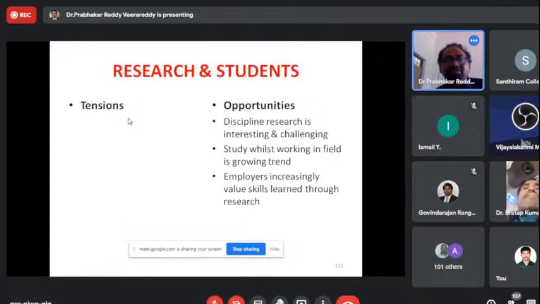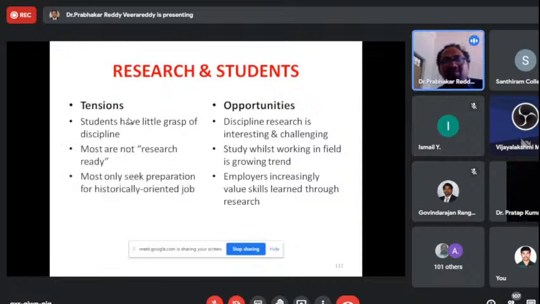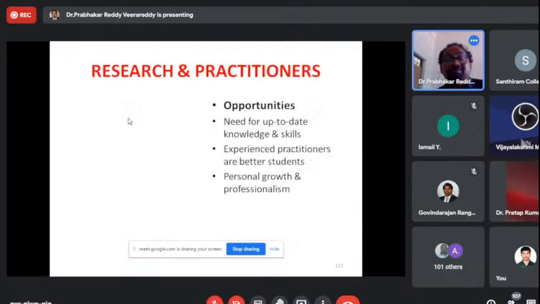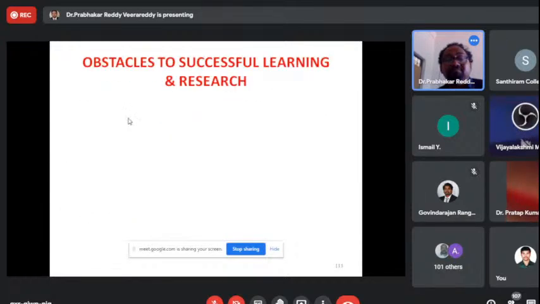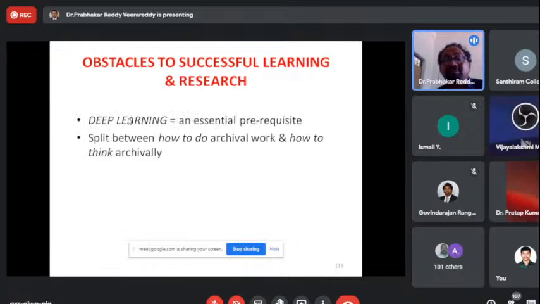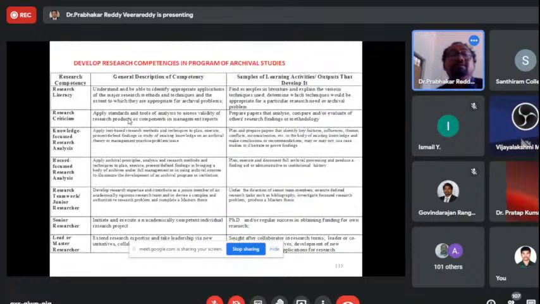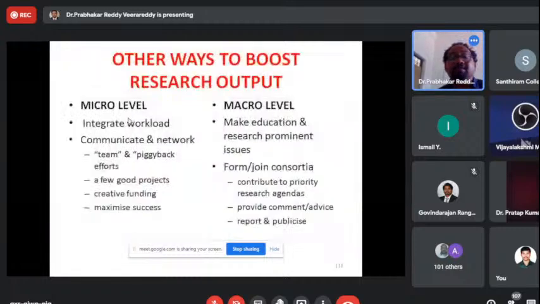For research students, a lot of tensions are there from the student side, and a lot of opportunities are also there. A lot of obstacles are there. So deep learning is required, split between how to archive and how to actually think. So here you can see research literacy, research criticism, knowledge focused research analysis, record focused research analysis, research teamwork, junior researcher, senior researcher, leader, master researcher. So, other ways to boost your research: micro level, macro level.